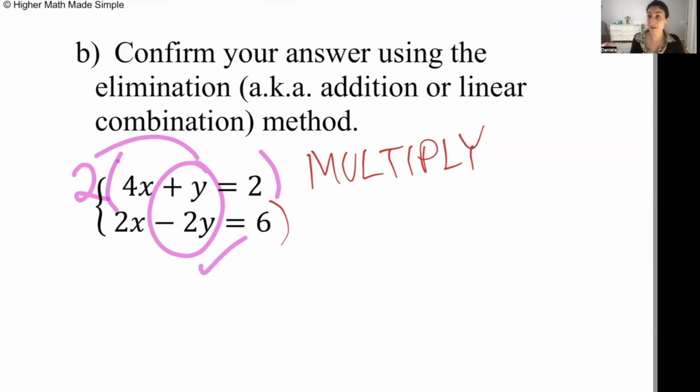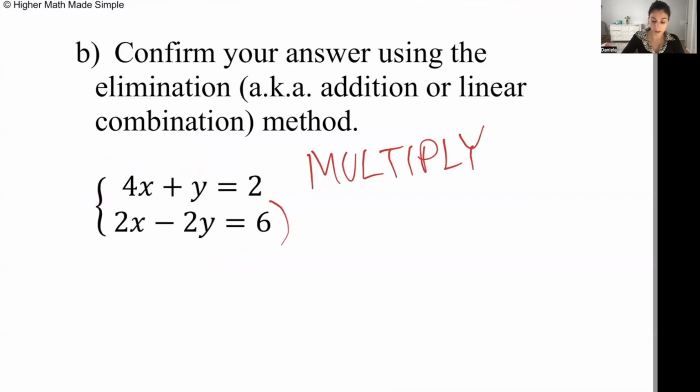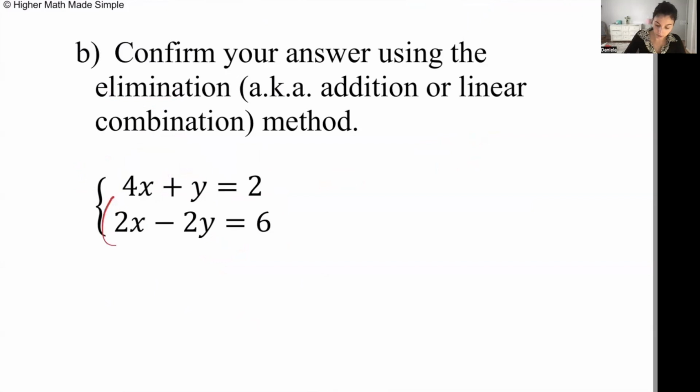And down here we have -2y. So we have to get the coefficients to match, the numbers in front, and we want them to have opposite signs. So again, does it matter what we do first? No. So maybe I'll just get rid of the x's. We talked about that we're going to distribute the -2.